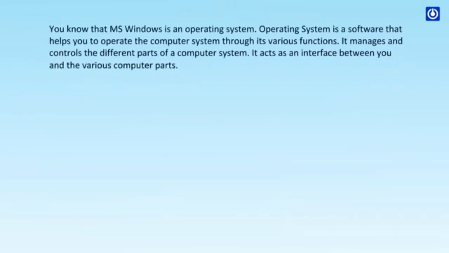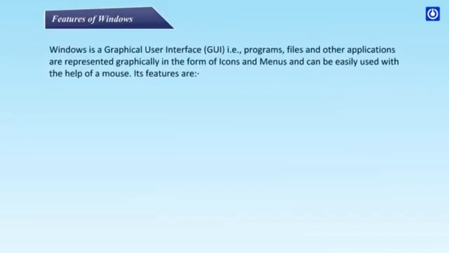You know that MS Windows is an operating system. Operating system is a software that helps you to operate the computer system through its various functions. It manages and controls the different parts of a computer system. It acts as an interface between you and the various computer parts. Features of Windows. Windows is a graphical user interface, GUI.